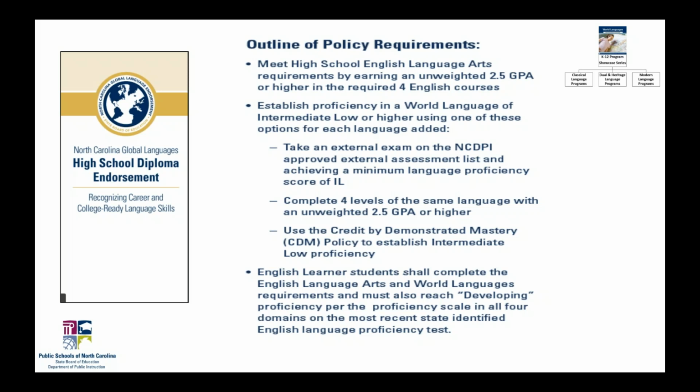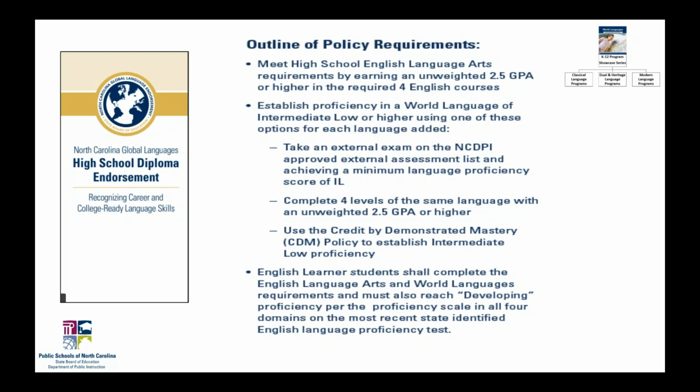While that is the most common, students can also choose, as it says in the first option, to take an external exam that's on the NCDPI approved external assessment list, and again, achieve a minimum language proficiency score of IL, or intermediate low. For Latin, the ALIRA from ACTFL is on there, and it is a test of reading Latin, but that is the one that is on the approved list for the Global Languages Endorsement.